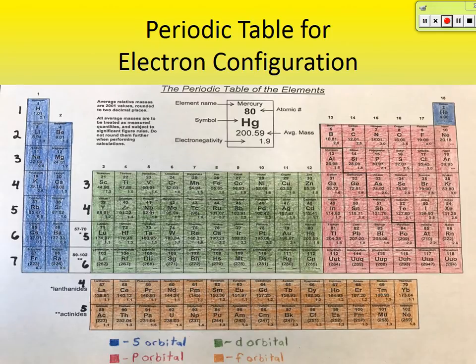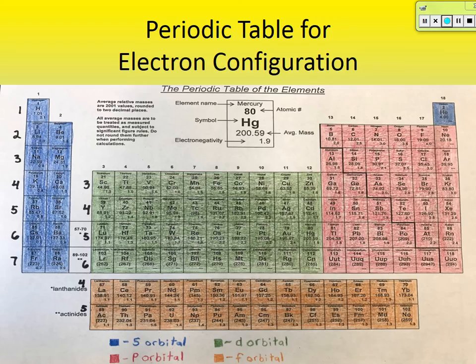Okay, I've got a picture here of a periodic table, and I want you guys to take your periodic table and color it up just like this one. So I'm going to go over it real fast on how you should color it. You need 4 different looking colors. I picked blue, red, green, and orange. You can pick whatever colors you would like, but hopefully they look distinctly different from each other.